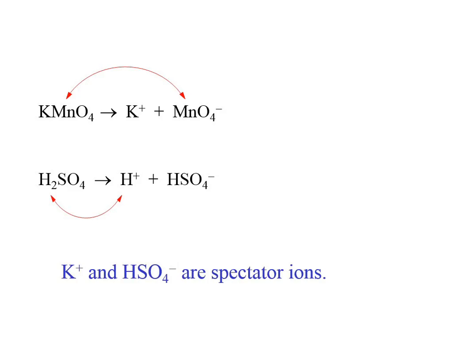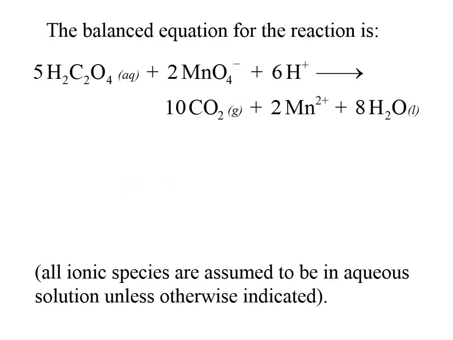So in other words, your K plus, we don't care. That's a spectator ion. Your HSO4, which is the bisulfate polyatomic anion, we don't care. So K plus and HSO4 are just along for the ride. So when you remove your K pluses and you remove your HSO4 minuses, this is what you end up with.